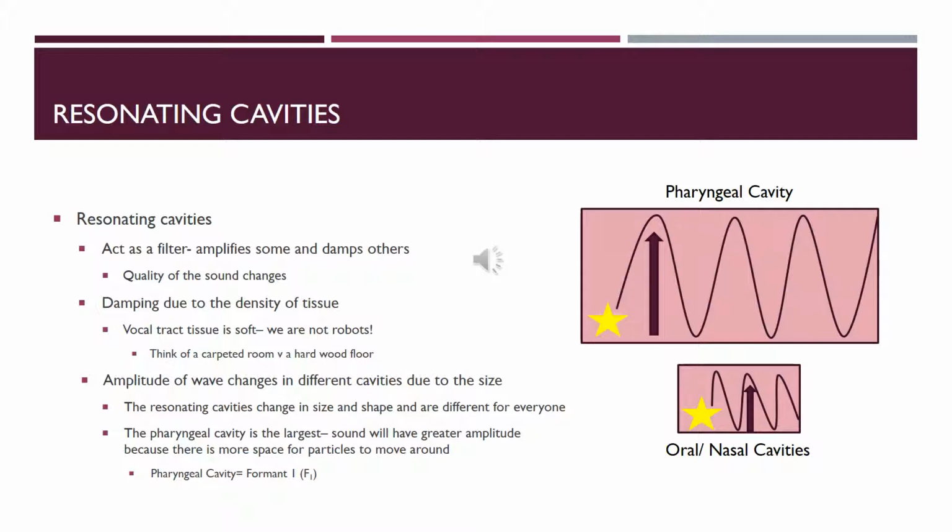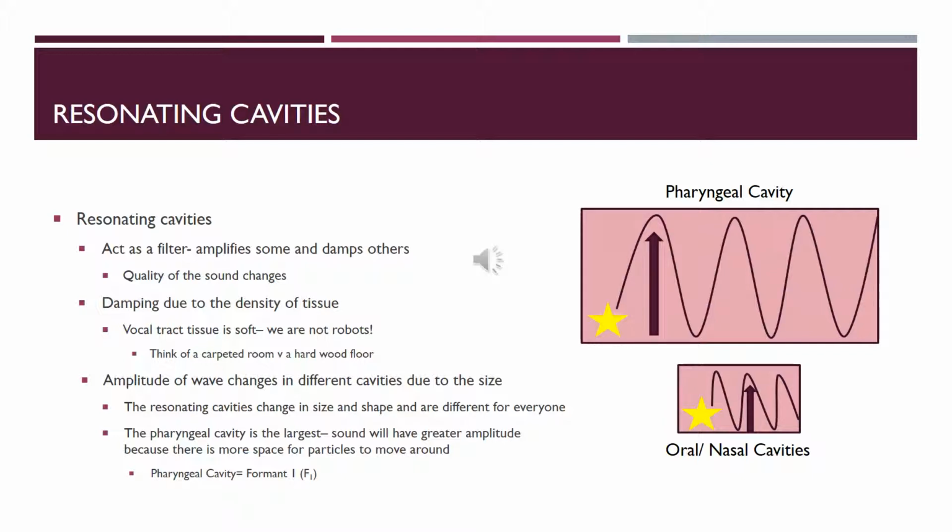These resonating cavities act as a filter. They amplify some sounds and they damp others. As the sound travels through these different resonating cavities, the quality of the sound is going to change. Damping occurs due to the density of tissue. Since we're not robots, we're not made of metal, the sound is going to be dampened by the soft tissue in our vocal tract. You can think of this like how sound travels in a carpeted room versus a hardwood floor.